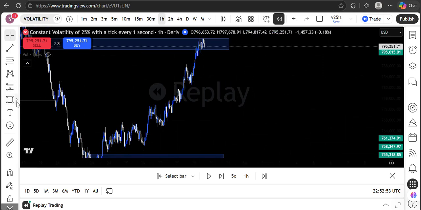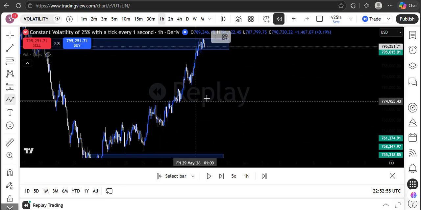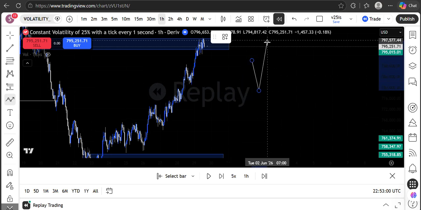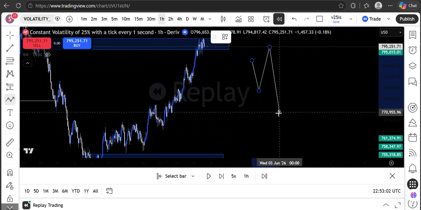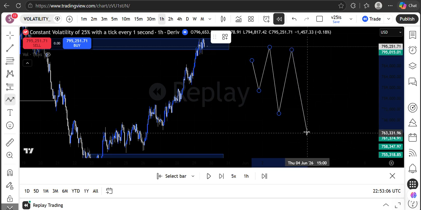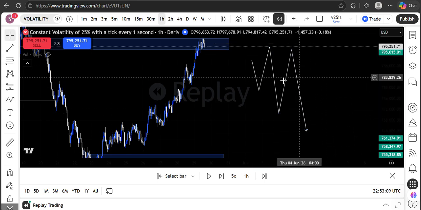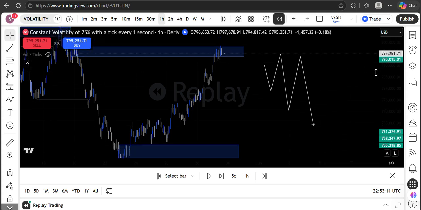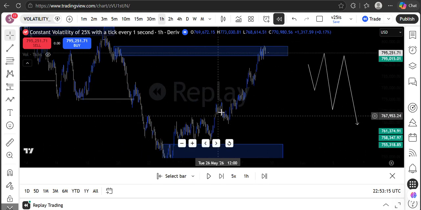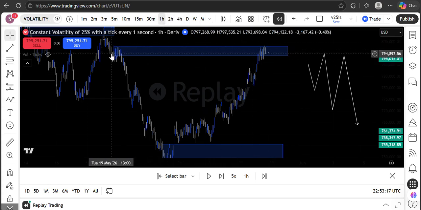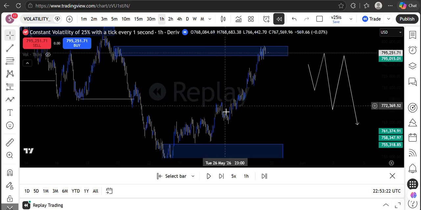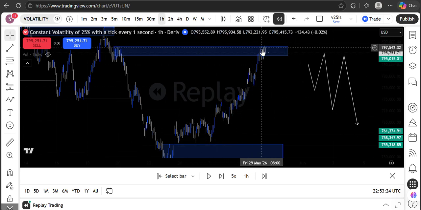Okay, so here is our confirmation entry model where we are going to be looking at for a break of structure to the downside, a retracement to the zone that caused the break of structure, and then our entry. Of course, we could see that as a change of character because price has been on an uptrend. It's been going up here in the 1 hour time frame. So getting into this zone, we are looking at for price going down, meaning it's going to be changing from this upward movement to the downward movement.